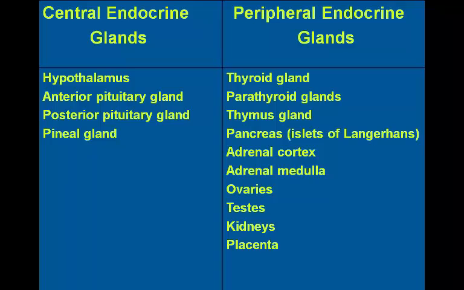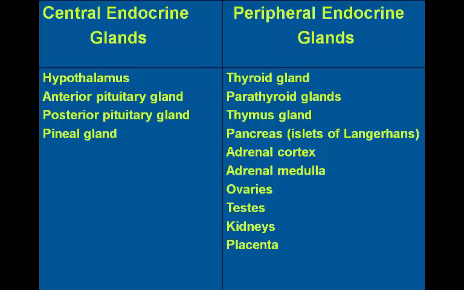Peripheral endocrine glands are glands that are outside the central nervous system. They include the thyroid gland, the parathyroid glands, the thymus gland, the pancreas, specifically the islets of Langerhans, which is the endocrine part of the pancreas, the adrenal gland, which has 2 parts, the adrenal cortex and the adrenal medulla, the ovaries, the testes, the kidneys, and the placenta.